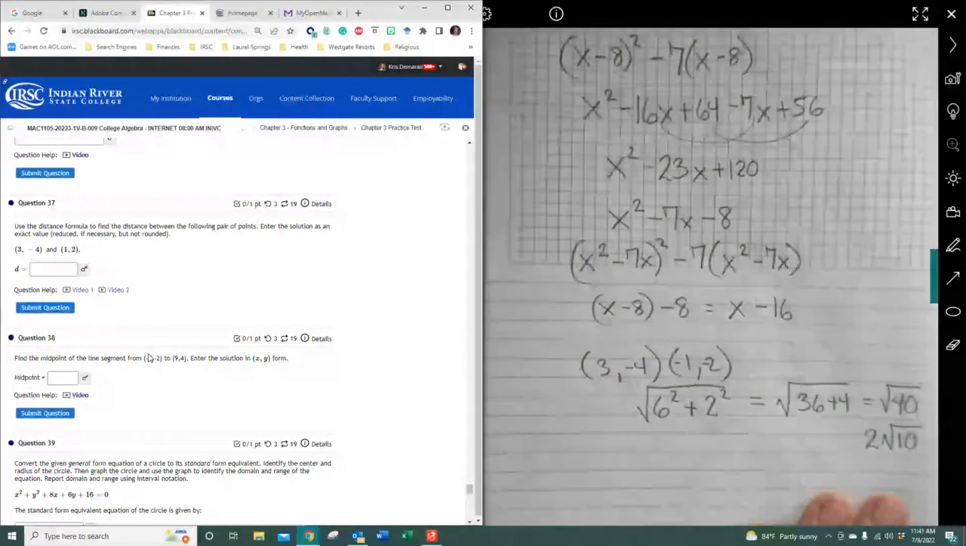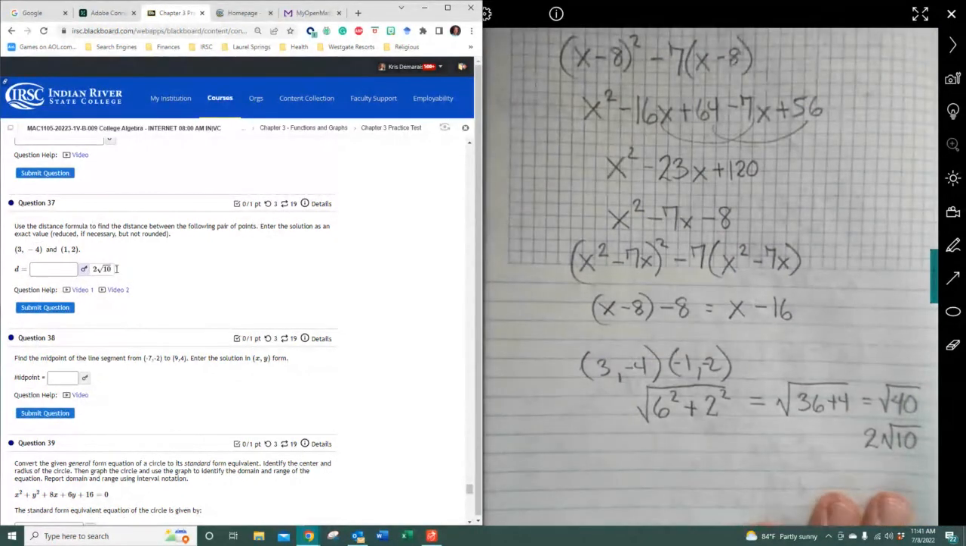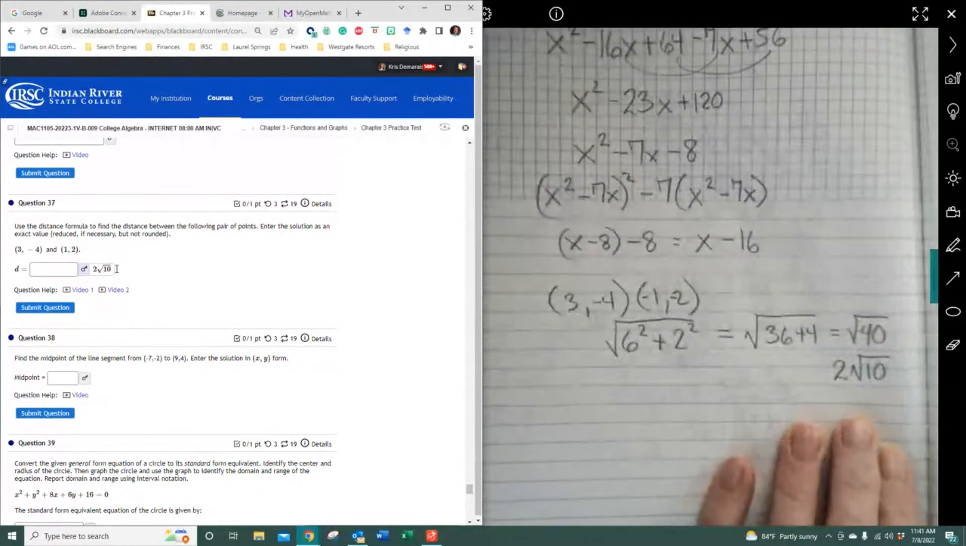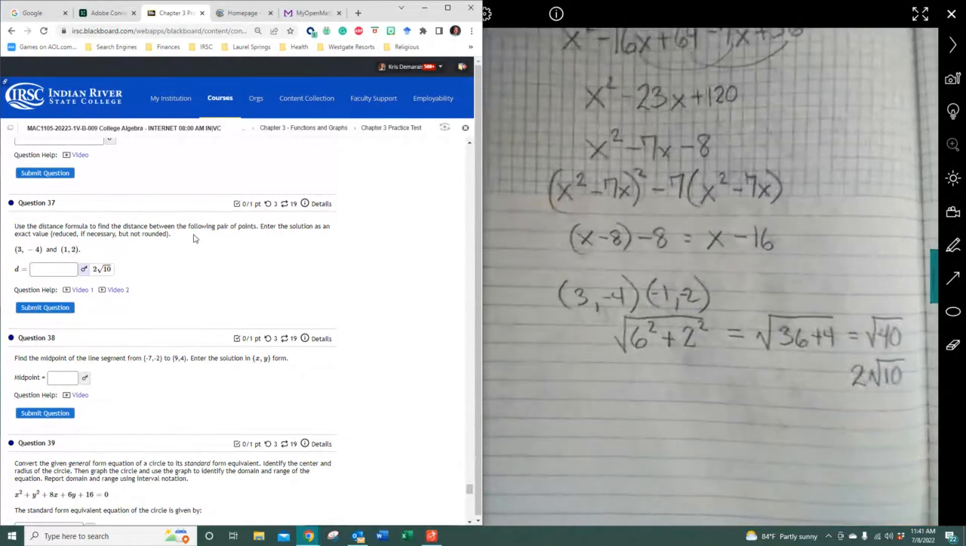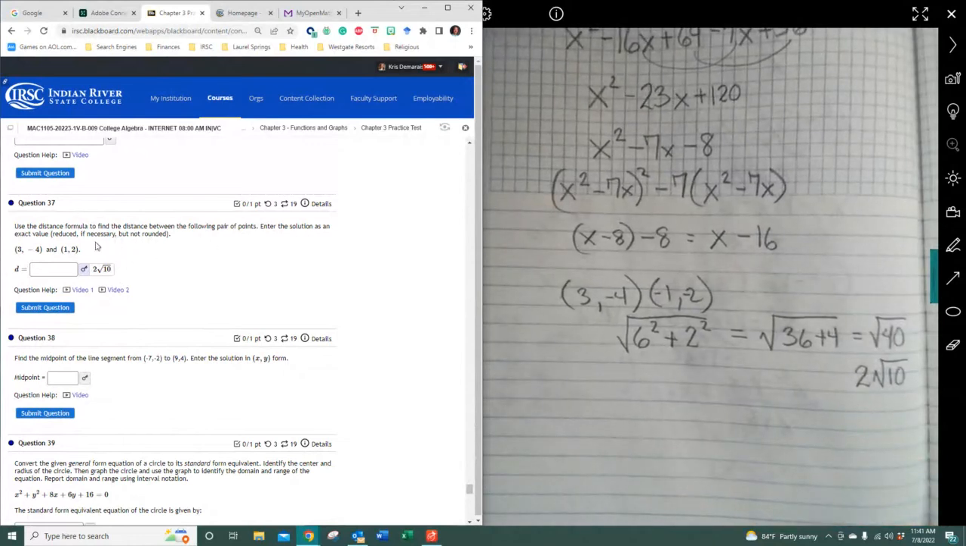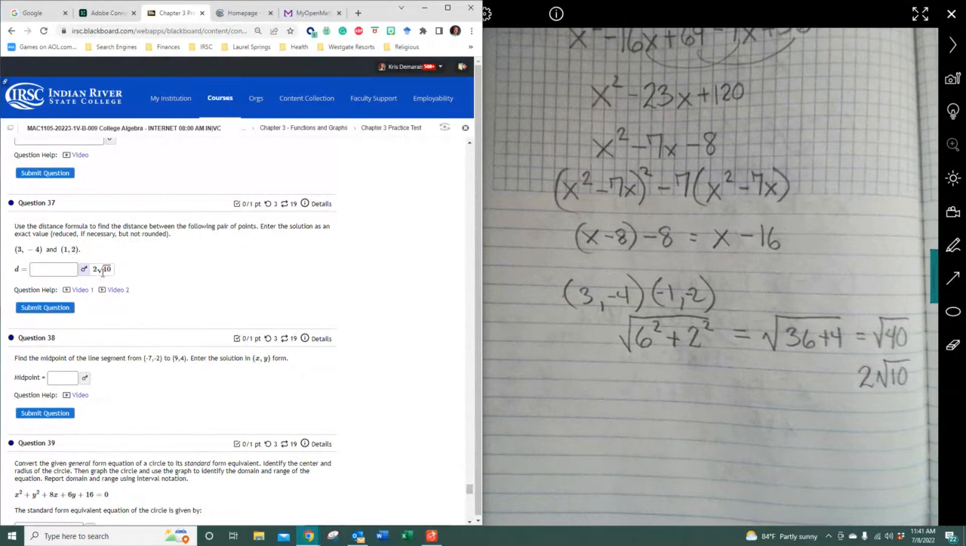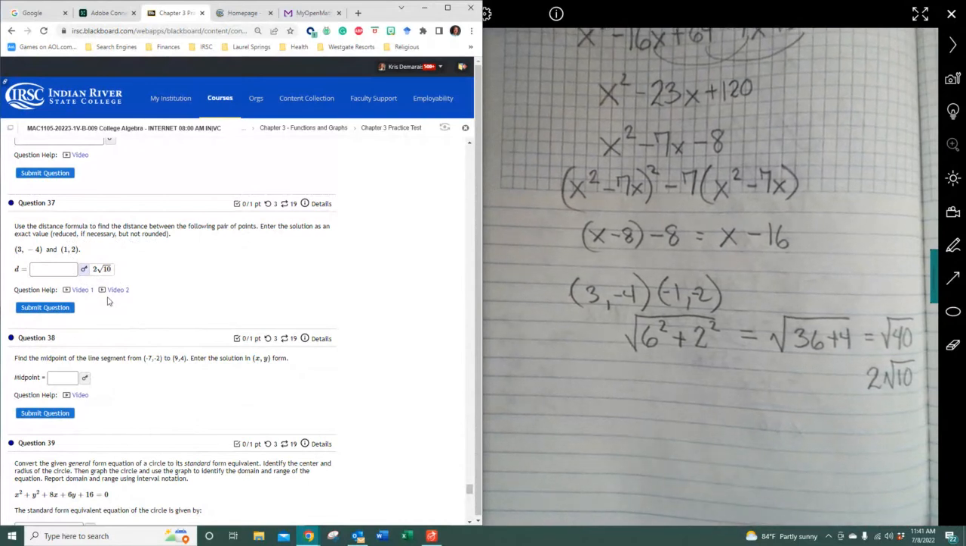So I think that's what they're going to want. All right, and it is. So you have to clean up your radicals. They don't want you to round. They want you to simplify radicals if you need to.